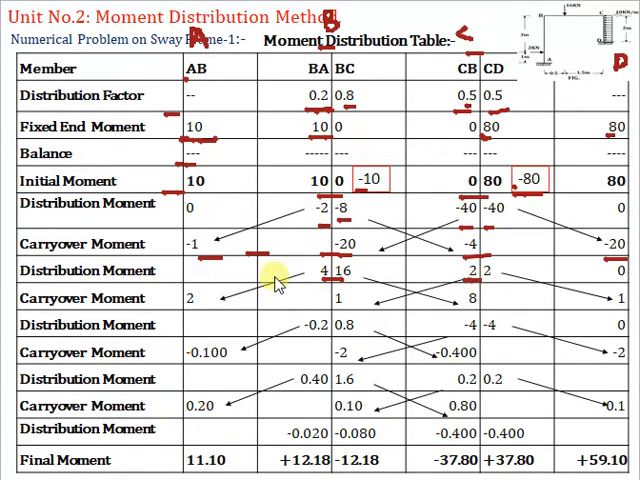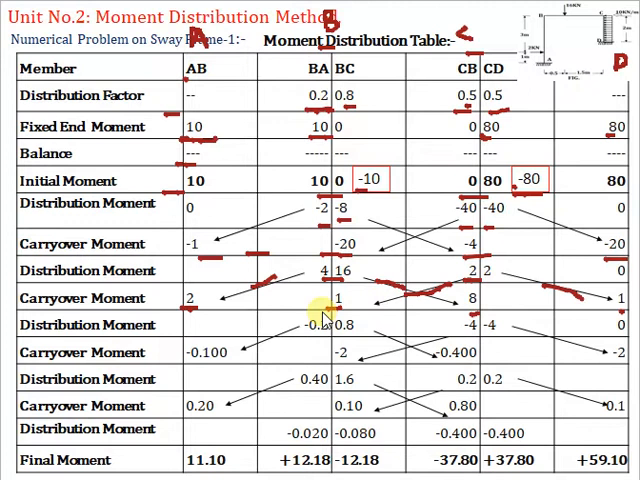Now do the half carry over at the far end. Half you have to carry at the far end. So there is a fixed support, so half moment will be carried at the far end. So 4 divided by 2 becomes 2. Then here it is 1. 2 divided by 2, and 16 divided by 2 becomes 8.